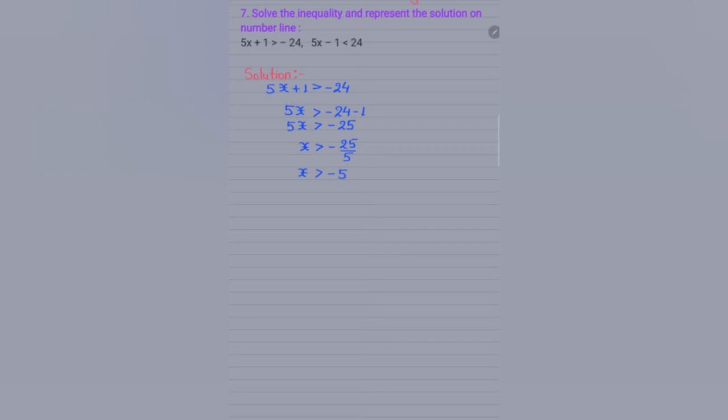Similarly, the second inequality is 5x minus 1 less than 24. 5x is less than 24 plus 1.